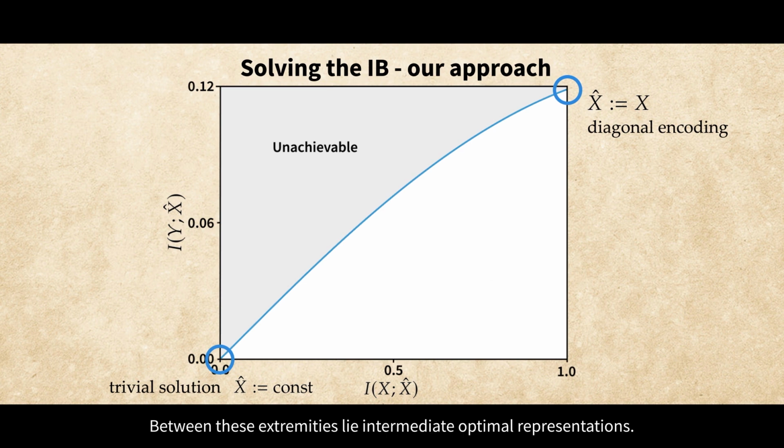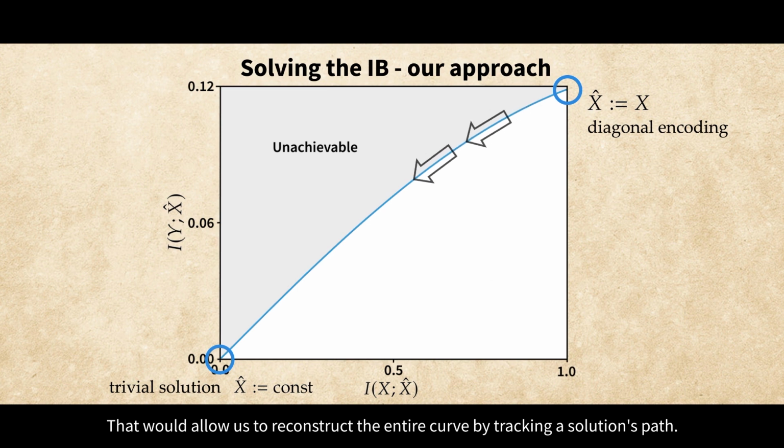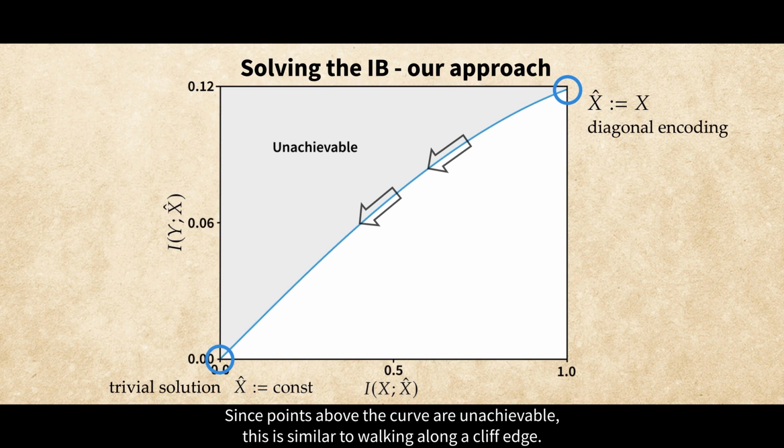Between these extremities lie intermediate optimal representations. What if we could follow those as information is being compressed? That would allow us to reconstruct the entire curve by tracking a solution's path. Since points above the curve are unachievable, this is similar to walking along a cliff edge.